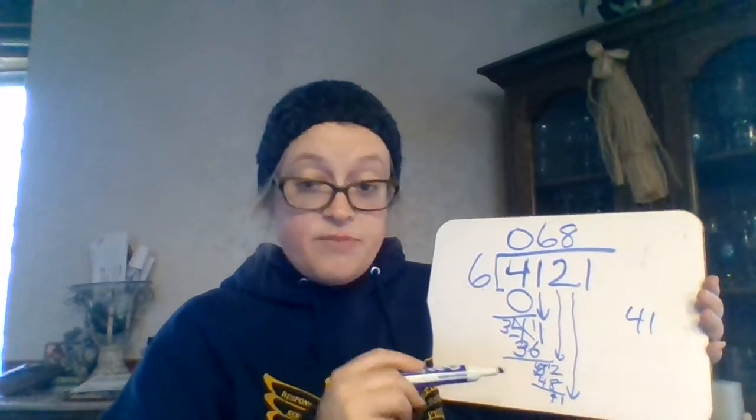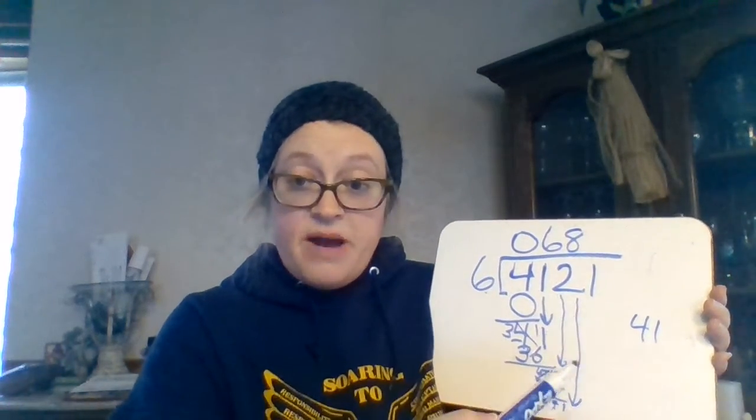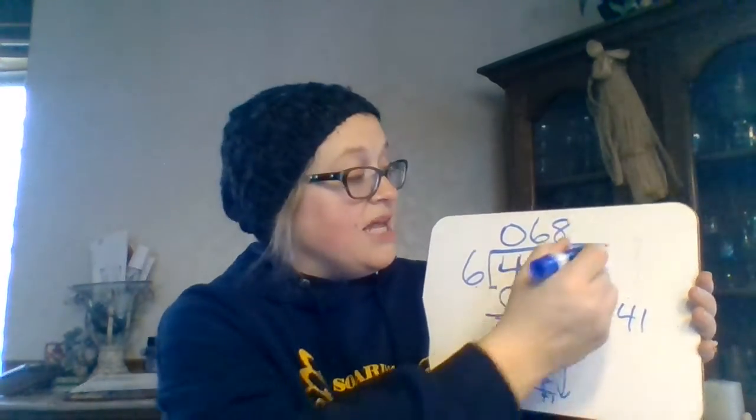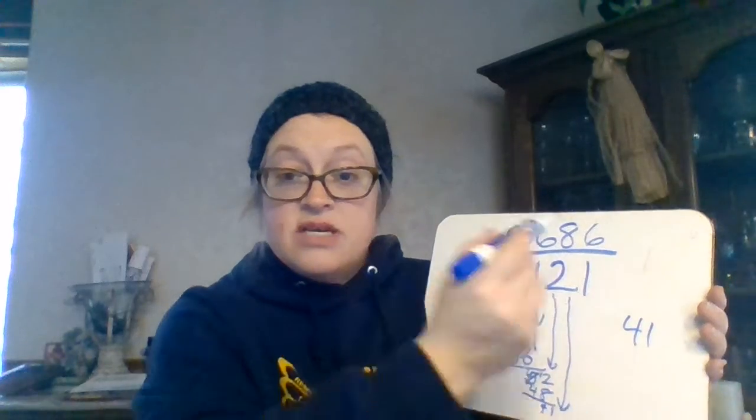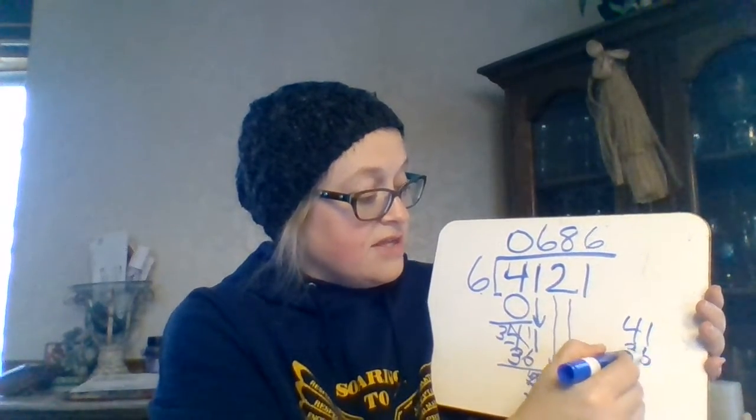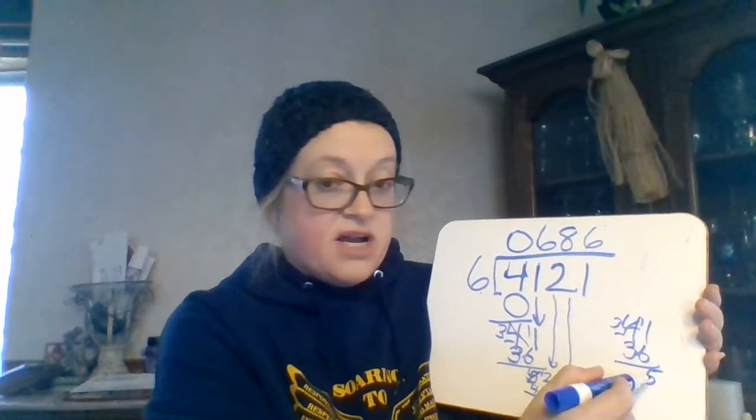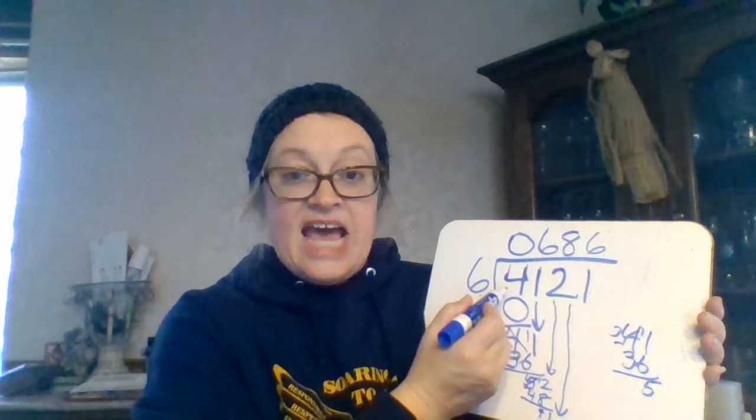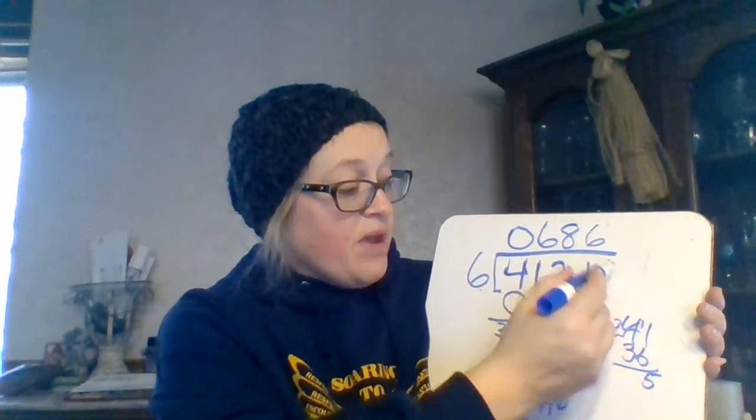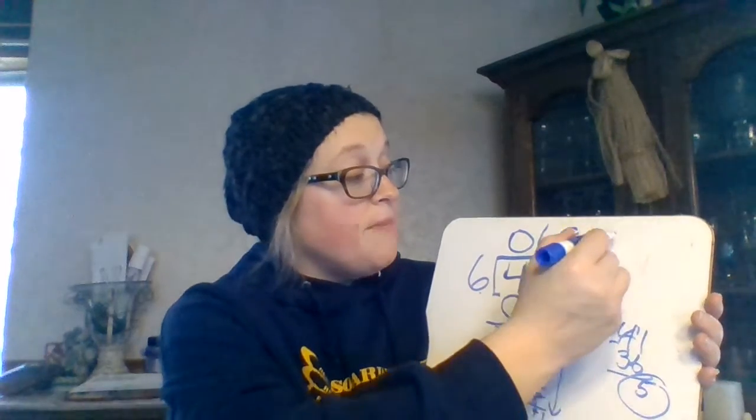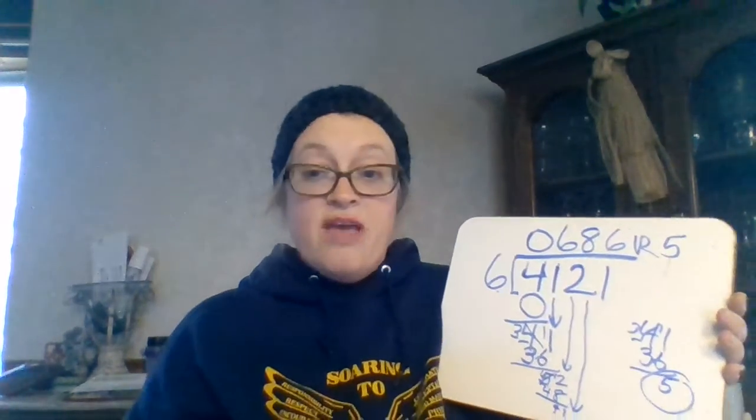Last time through the steps. 41 divided by 6. Again, the closest we can get is 6 times. 6 times 6 is 36. Subtract 41 minus 36 gives us 5. Again, we're good because what we subtracted is less than the divisor. And we have no more numbers to pull down, but we do have a remainder we need to pull up. So if we are correct, our answer should be 686 with a remainder of 5.